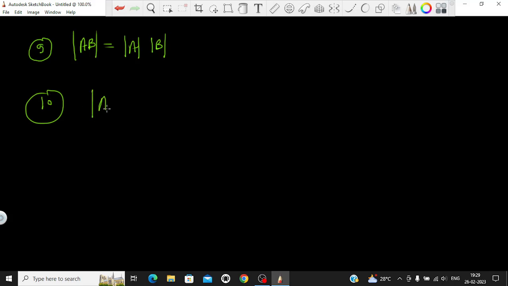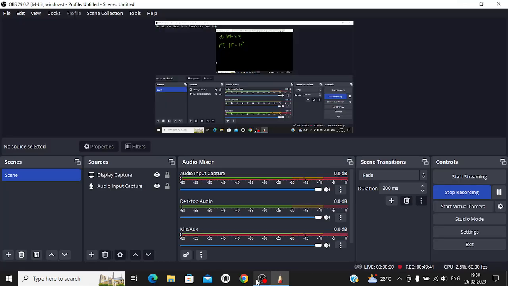Now the ninth property is, if you calculate the determinant of AB matrix, then it will be equal to the product of the determinant of A and the determinant of B. This is the ninth property. And the 10th property, if you take the determinant of A power k, you can write it as the determinant of A to the power k. Okay, so these are some important properties of determinants. In the next lecture we will solve some example problems. Okay, so see you in the next lecture. Thank you.